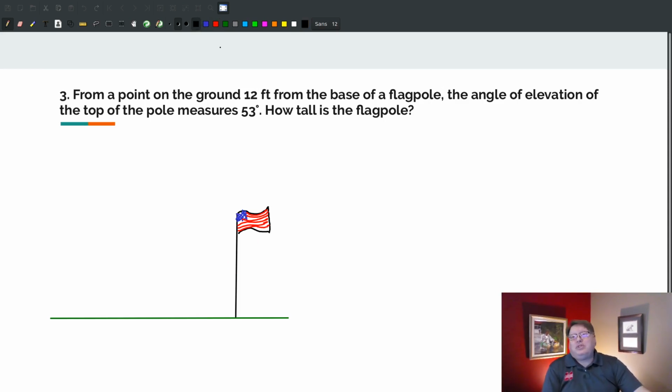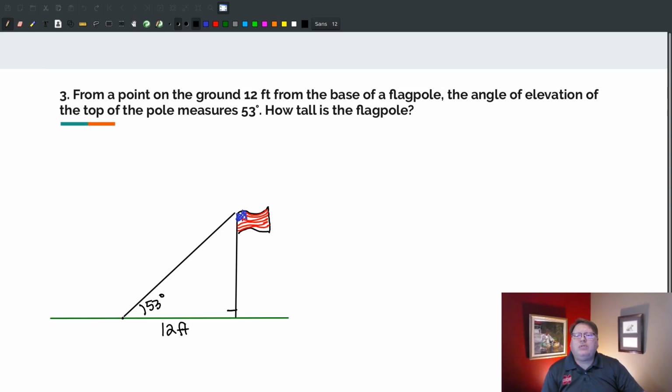Guys, I don't know about you, but doing these problems, I love drawing my diagrams. I just like drawing, so it's fun. That's the fun part of it, so enjoy it. So from a point on the ground 12 feet from the base of the flagpole. Okay. So we're going over here 12 feet from the base. So we'll say 12 feet right here. And they have an angle of elevation, from this point up to the top of the flagpole. We have an angle of elevation of 53 degrees.